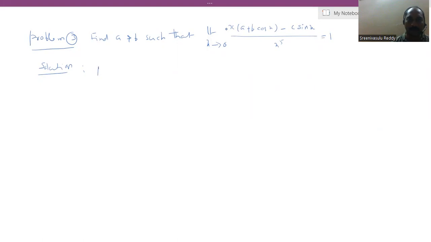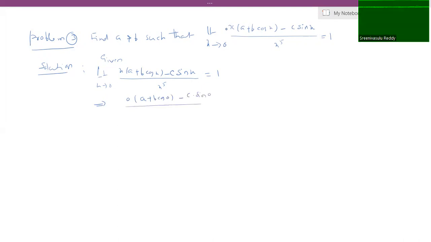By applying L'Hospital rule, limit x tends to 0 of the given x times of (a plus b cos x) minus c times of sin x, by x power 5, equal to 1. Now substitute x value 0 times of (a plus b cos 0) minus c times of sin 0 by 0 power 5 equal to 1. That implies 0 by 0 equal to 1.